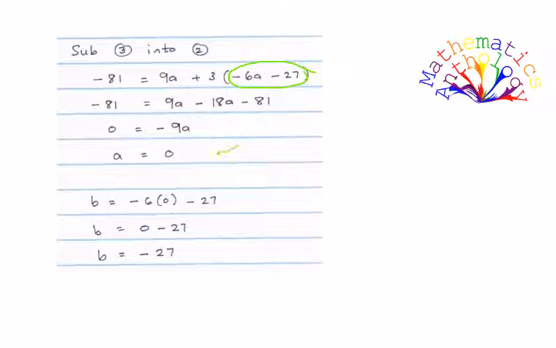Okay, so open all of that out, and you'll end up with a is equal to 0, an answer that we needed. You take that a is equal to 0 and substitute it into equation 3. You'll end up with b is equal to -6 into 0 minus 27. And solve that, you'll end up with b is equal to -27, the other answer that we needed.